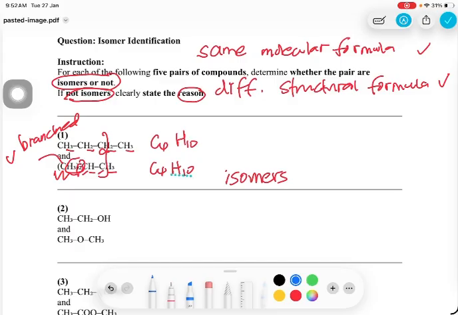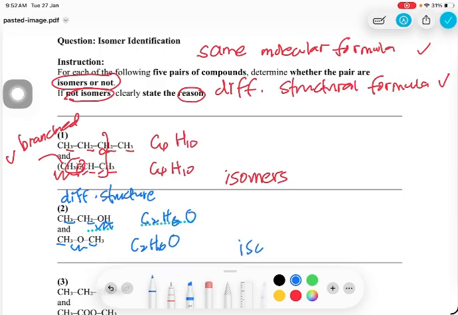Now let's check the second one. So when we look at again the structure, also look very clear that they are different, because here the O is bonded to H, but the O is bonded to the carbon. So that means again they have different structure. Okay, next we determine the number of carbon. Based on here we have 2 carbon. Hydrogen 3 plus 2 plus 1, so 6, and then 1 oxygen. Here also very obvious, C2H6O. So both these also considered as isomers.